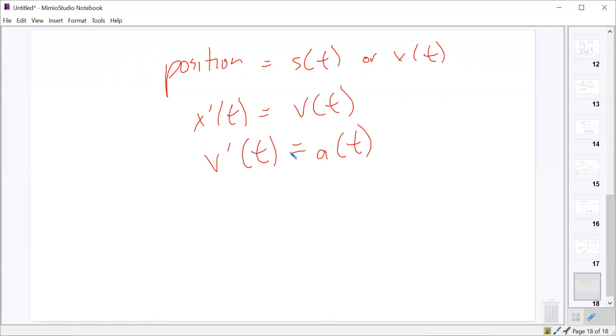Never in the free response back to 1971 have they ever gone below acceleration to jerk. So you probably don't need to worry about that so much. But just know those, and that the speed is always the absolute value of the velocity. Speed has no direction to it. Speed is always positive. Velocity can be to the right or to the left or up, down. Whereas speed, they don't care about that.